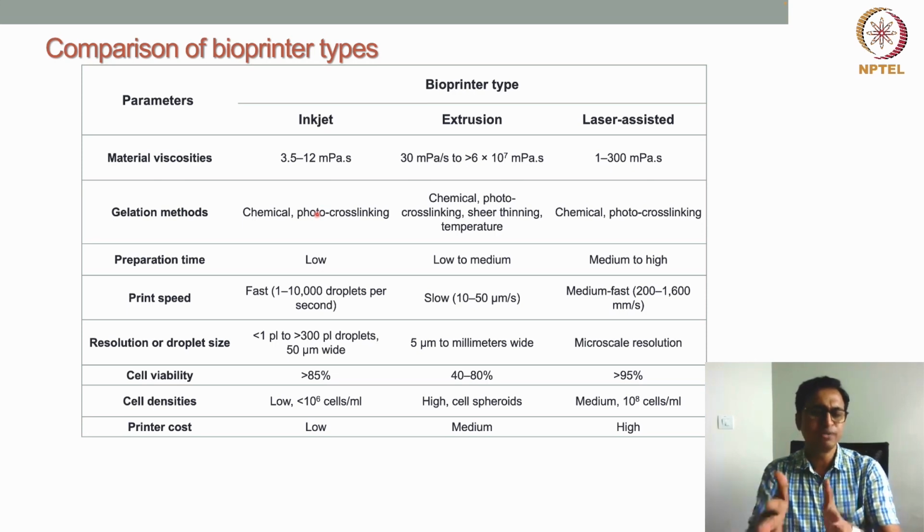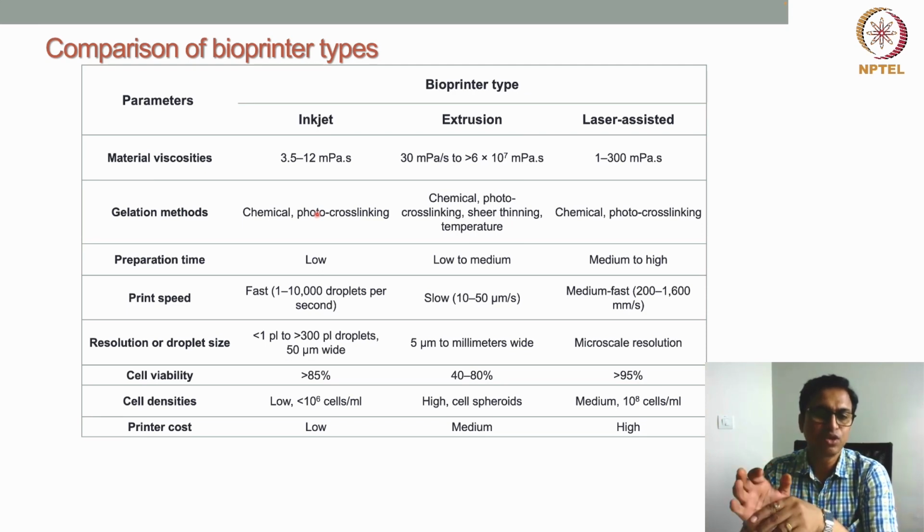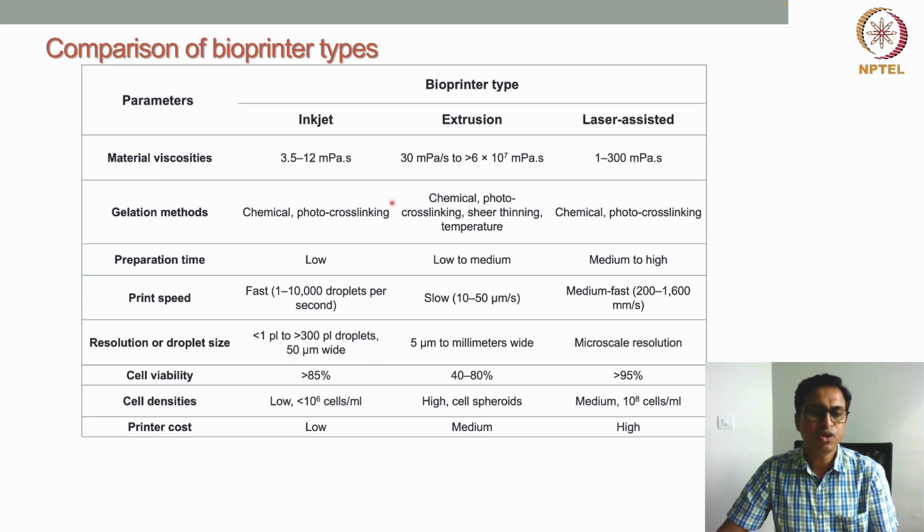Let me explain this photo cross-linking. In the case of photo cross-linking, what happens? The material is mostly photo cross-linkable. That means photosensitive materials are mostly used, and then we also add some photo initiators. Photo initiators are materials that, upon exposure to light, initiate the cross-linking process. So photo cross-linking is very important for the solidification process, and that process can also be very fast. So photo cross-linking can be an option.